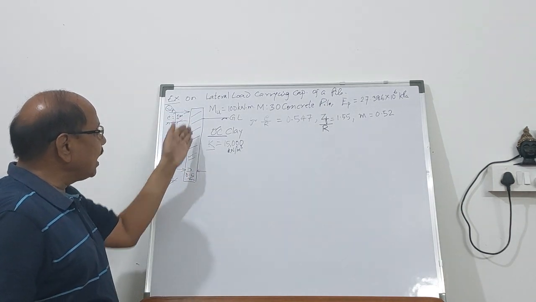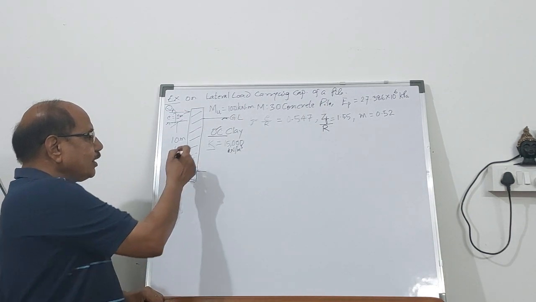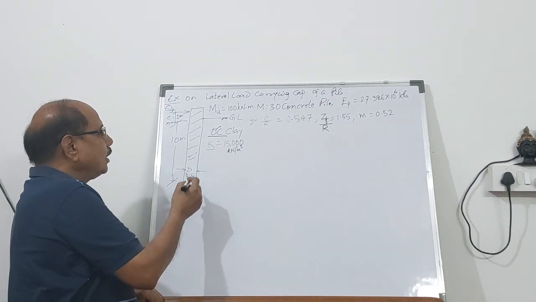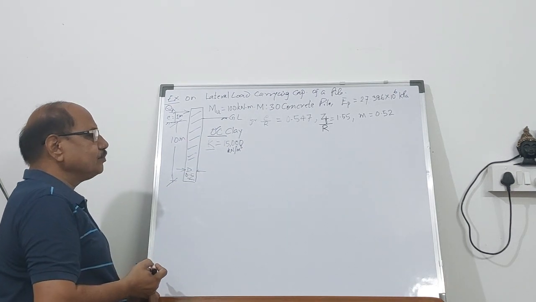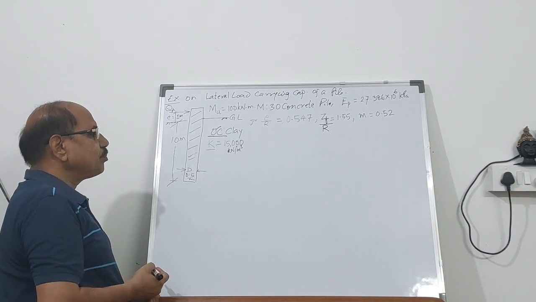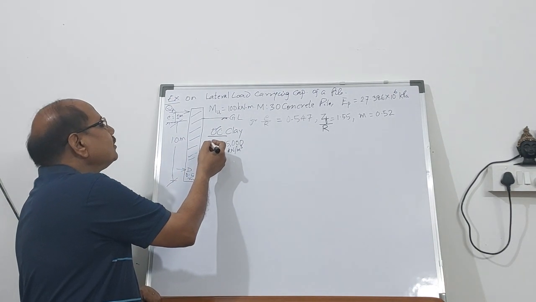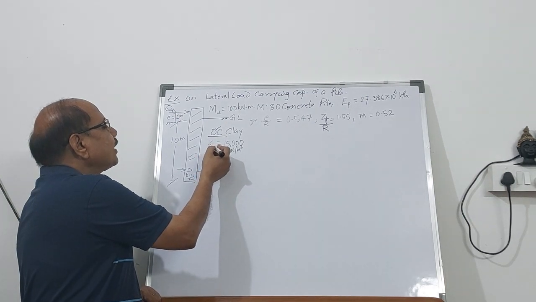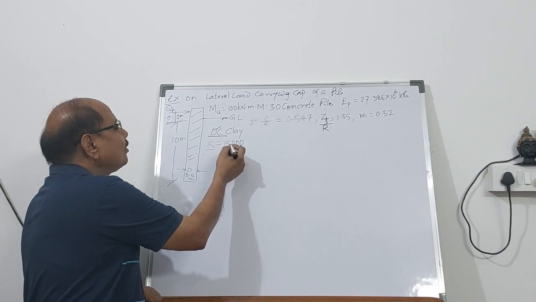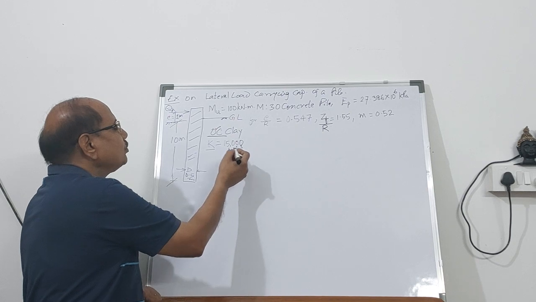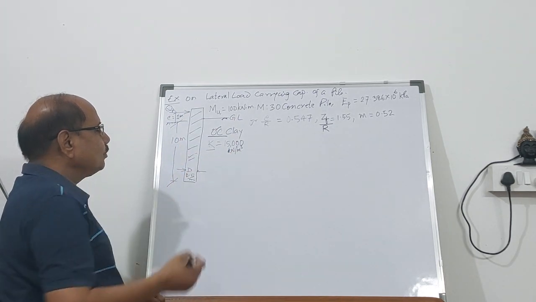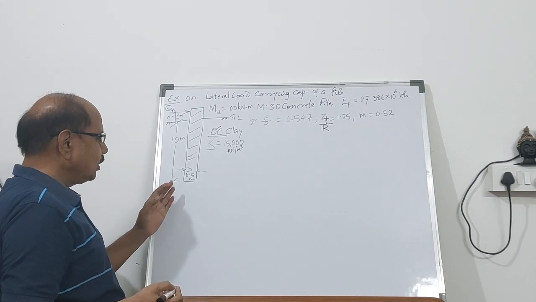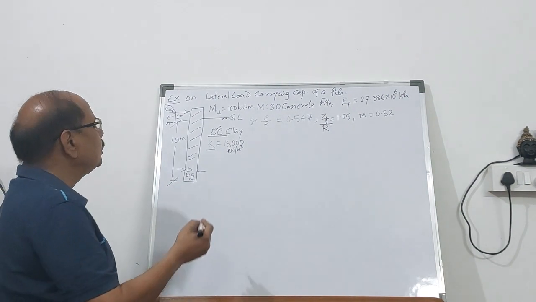Let's say this is the pipe made of M30 concrete and it is embedded into a ground which is over consolidated clay. The modulus of subgrade reaction is given over here as 15,000 kilonewton per cubic meter. The pipe geometry is known to you.